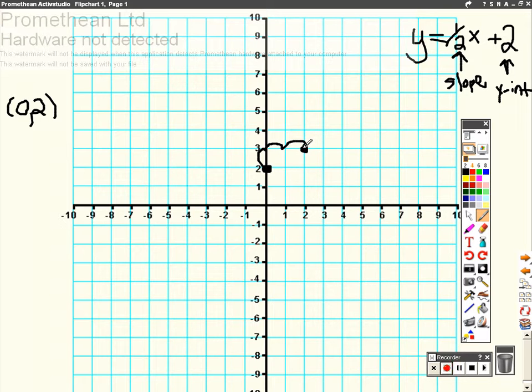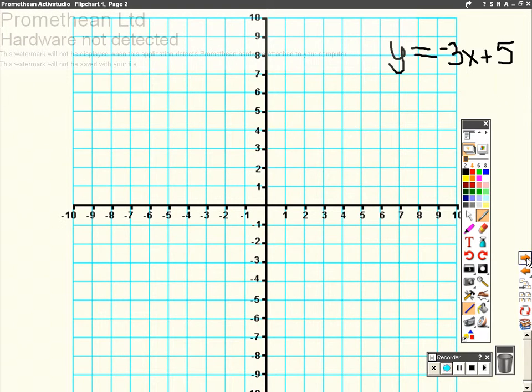And to have a more accurate line, it helps to have more than 2 points. So I'm going to do the pattern again. I'm going to go up 1 and over 2. And now that I have my points, I'm going to connect them with a straight line. And there's my graphing of my line.